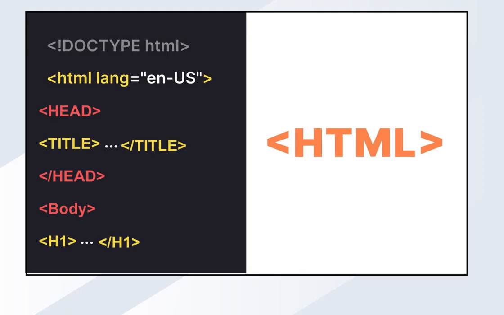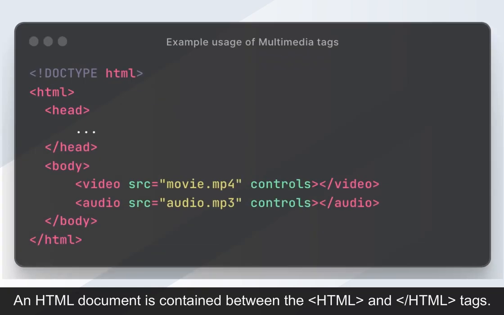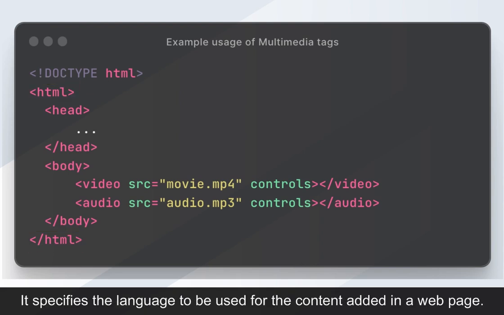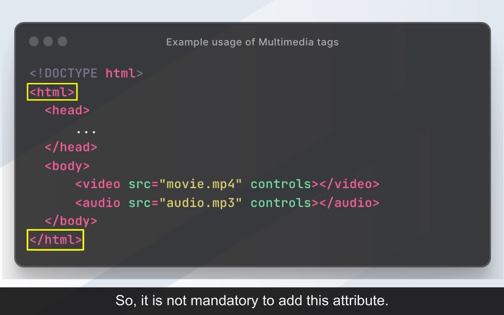HTML tag. HTML tag is a container tag and marks the beginning and ending of a web page. An HTML document is contained between the HTML and /HTML tags. This tag has only one attribute, which is lang. It specifies the language to be used for the content added in a web page. By default, the language is English, so it is not mandatory to add this attribute.